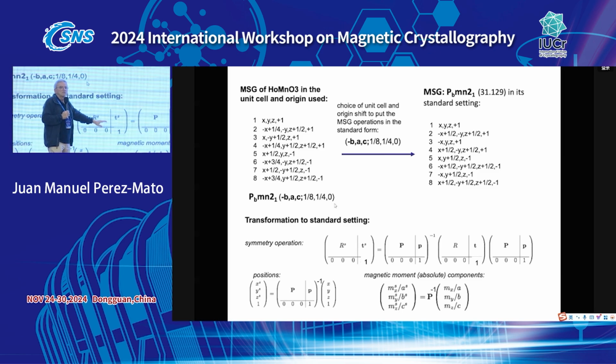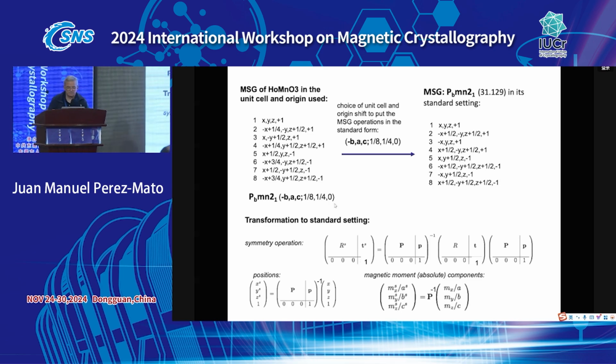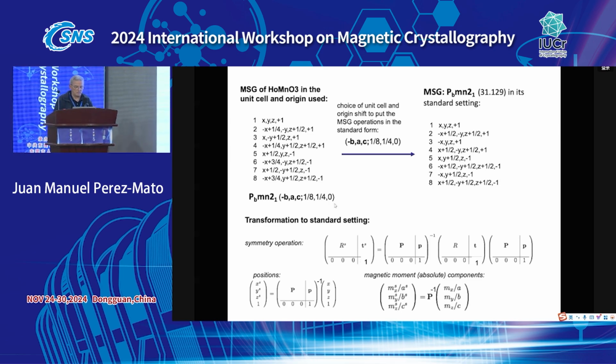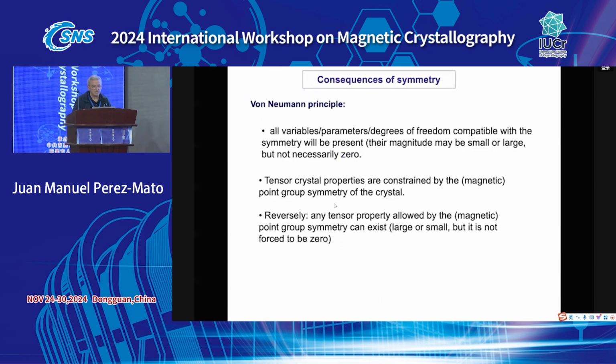So this is all that you keep for reference if you want to do it by hand sometimes. But you have in the Bilbao server, in some other ways, the tools to do this automatically. So now we can go to consequences of symmetry.